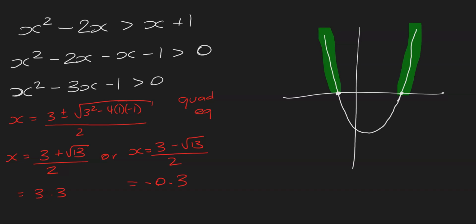We can say as x gets less than negative 0.3, it is becoming positive, and as it's getting more than 3.3, it is becoming positive. So we can say therefore x has to be less than negative 0.3, or x has to be greater than 3.3 for this inequality to be true. So really important, it is good to have a rough drawing of your quadratic to get an idea of what you are trying to find.